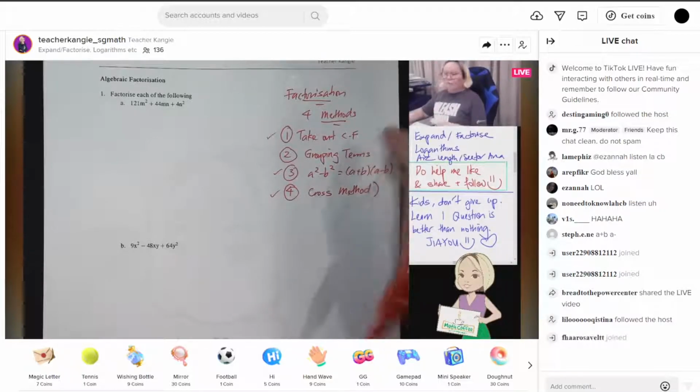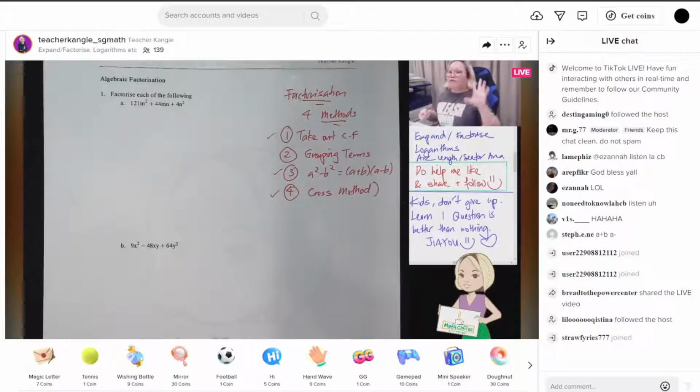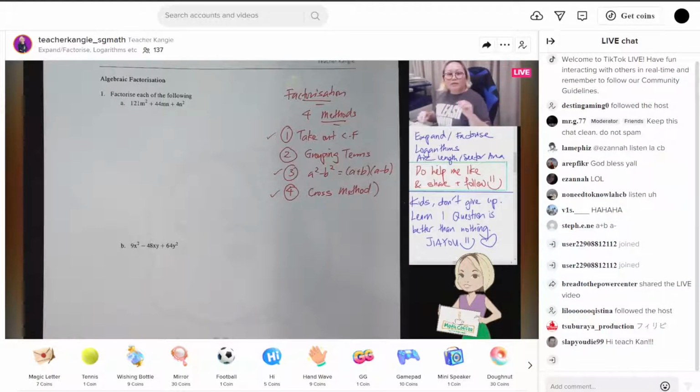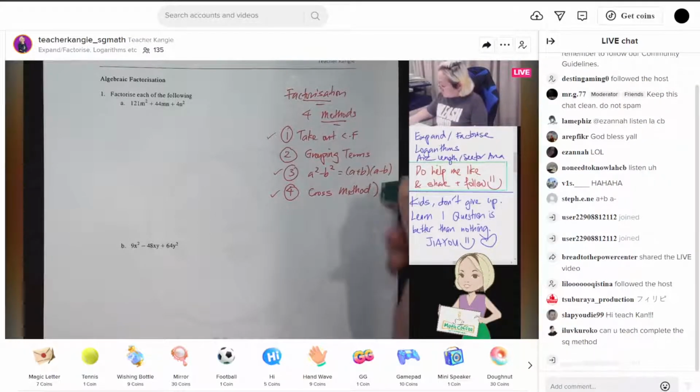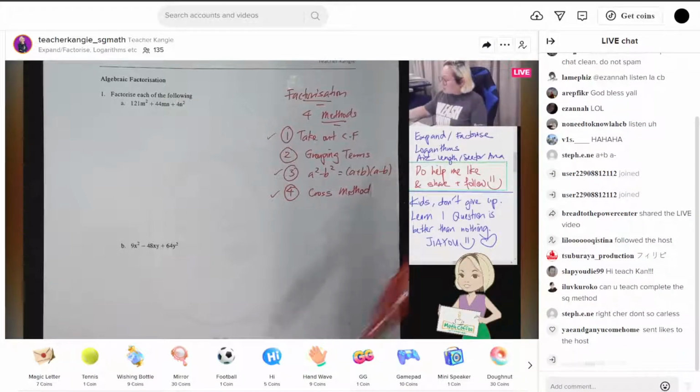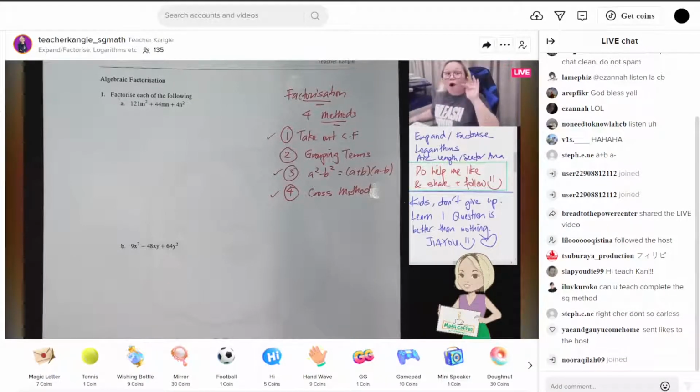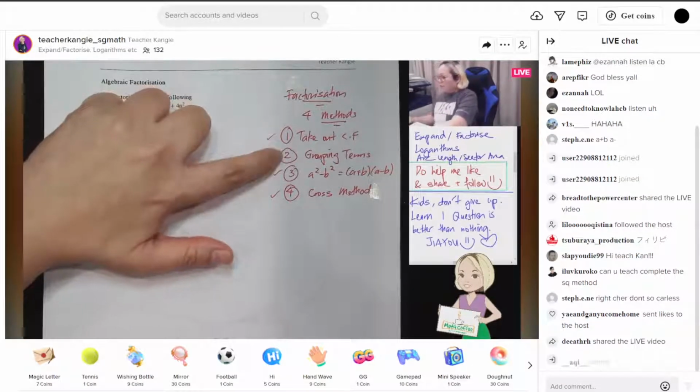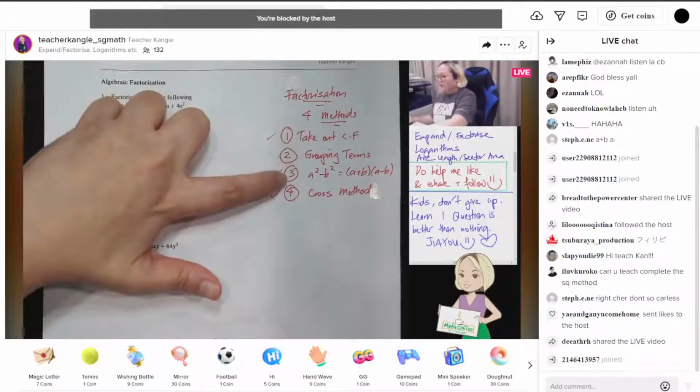Okay, so basically factorization only has 4 methods. You already learned take out common factor. Then you have grouping terms. Then a square minus b square and cross method. Then after that, sometimes, in fact often, they will combine either take out common factor and grouping terms, or take out common factor and another method.